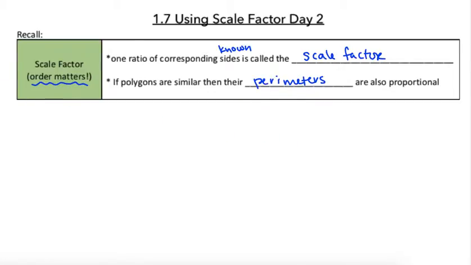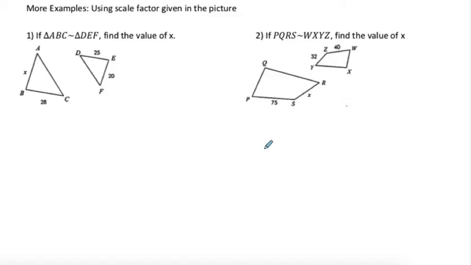Our goal today, and we have 10 examples, we'll be looking at using scale factor that's given in the picture. So this won't be a sentence that says, these are related 2 to 5. It's going to be given in the picture, and from this similarity statement, we should be able to find it. We have an unknown here, but it tells us that we're finding the value of x. So I don't need to find A to C or D to F. I'm going to focus on finding A to B.